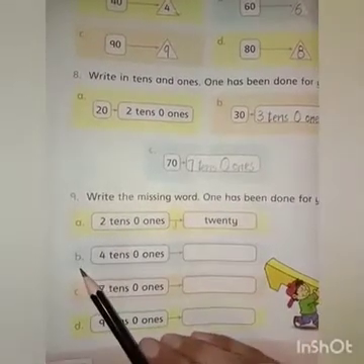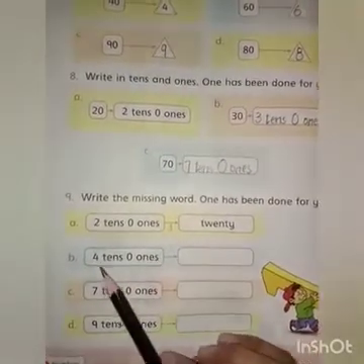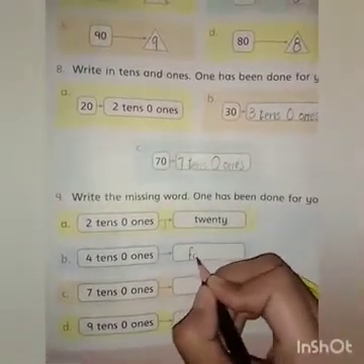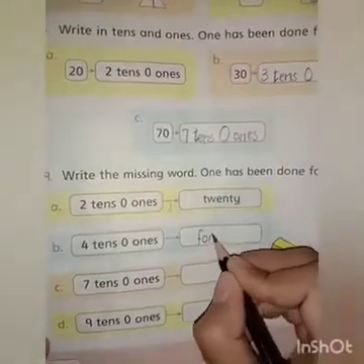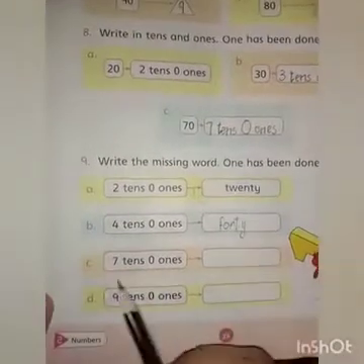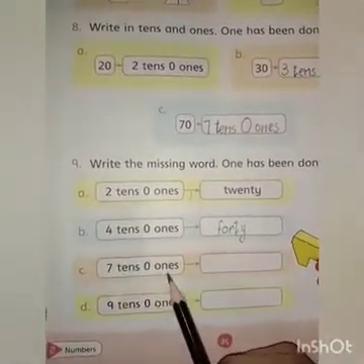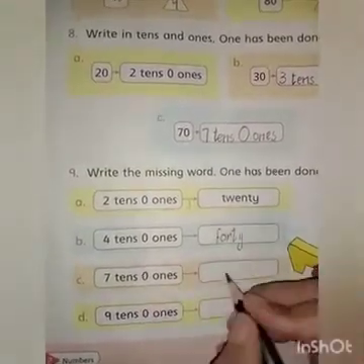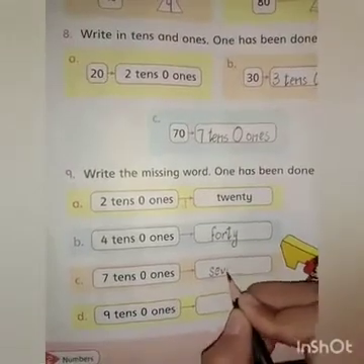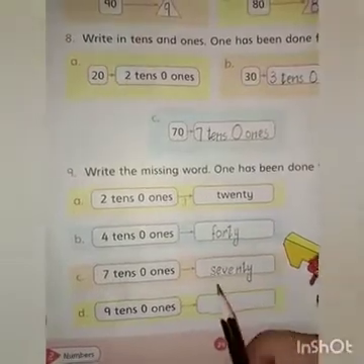Here we have point B. At point B, we have 4 tens and 0 ones, which make the number 40. We are going to write 40 in the box. F, O, R, T, Y. 40. Go for the next one. Here we have point C and here we have 7 tens and 0 ones, which make the number 70. We are going to write here 70. S, E, V, E, N, T, Y. 70. Go for the next one.